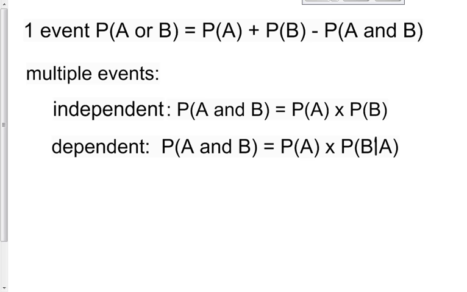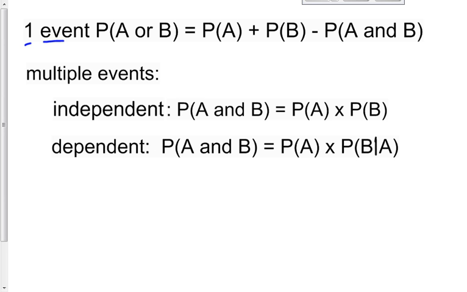So here is just a reminder again of your formulas. So we're going to go back to section 4. This is if you have one event only. Probability that A or B could happen: probability of A plus probability of B minus probability of A and B happening at the same time. That's the crossover that might happen.